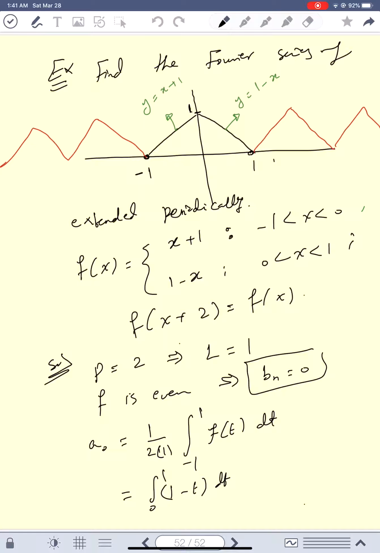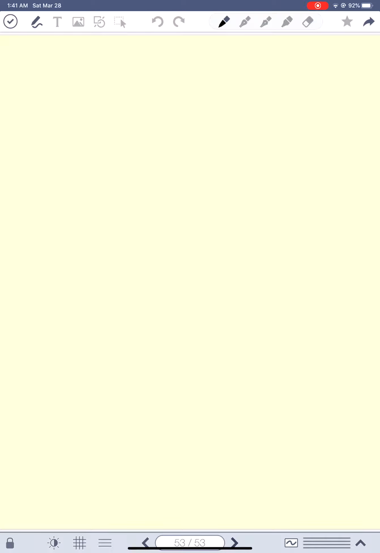You get the same answer. And what's this? It's 1 minus half, which is half. So the a naught is half. Then what is the a_n? It was 1 over pi. Now it is 1 over L, which is 1.